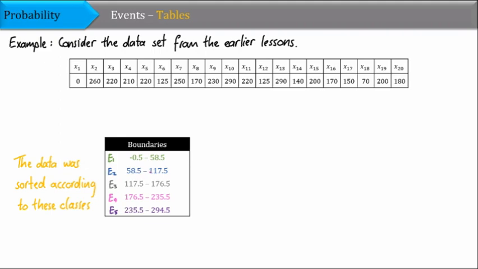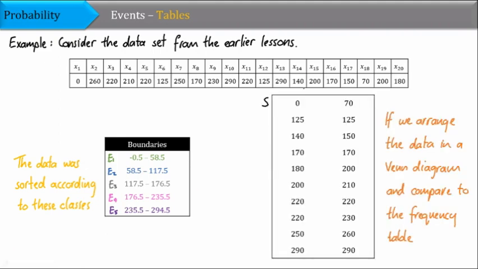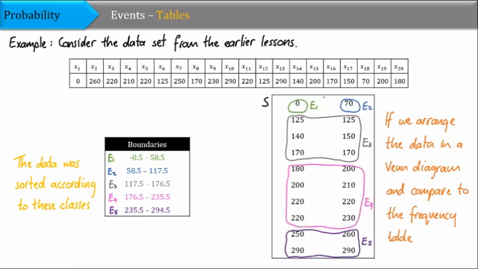E2 is the event of getting a number in that interval. E3 the event of a number in that one, and so forth. If I look at rewriting this data set, then I can write it in this form, which looks almost like a Venn diagram. I'll denote it by a capital S just to give that impression, and I will create events on here. So I'll group together everything that is grouped together in my frequency table. So that means that this frequency table contains events. I can write it in this way.